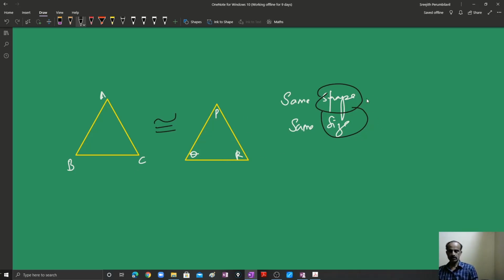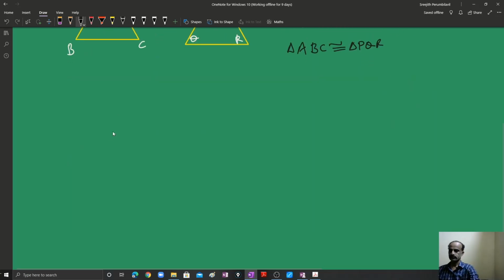So when congruence occurs, two things happen. They should have the same shape as well as the same size. So we say that triangle ABC is congruent to triangle PQR, right?